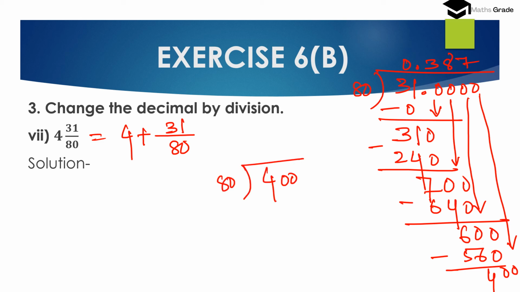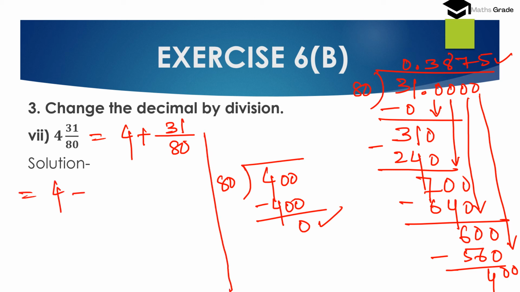Now in the table of 80, if we multiply 80 with 5, 8 5 is 400. Now 400 minus 400 is 0. Now it is 0.3875, which is the decimal of the fraction 31 divided by 80. Now 4 plus 31 divided by 80 is 0.3875.